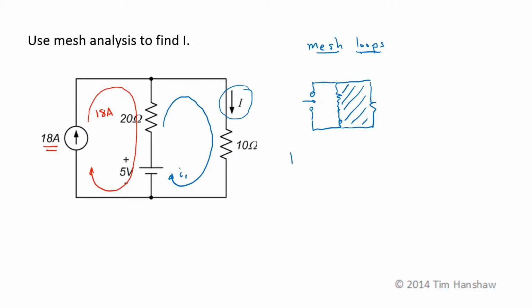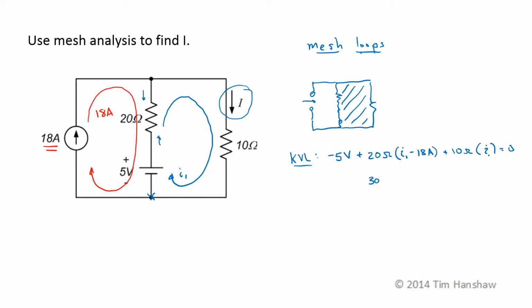Now I just have to do KVL around my single mesh loop. Starting down here, I see the negative terminal of the 5-volt source first, so minus 5 volts plus the 20 ohm resistor multiplied by its current. I have I1 going this direction, and 18 amps going in the opposite direction, so that's I1 minus 18 amps. Then we have a 10 ohm resistance, and the only current through that is I1. That brings us back to our starting point, so all that sums to 0.